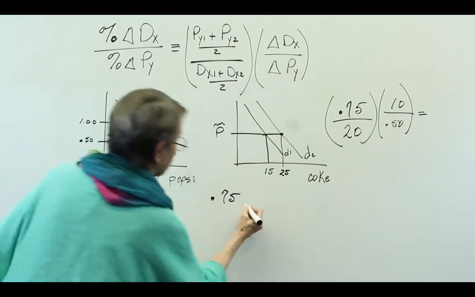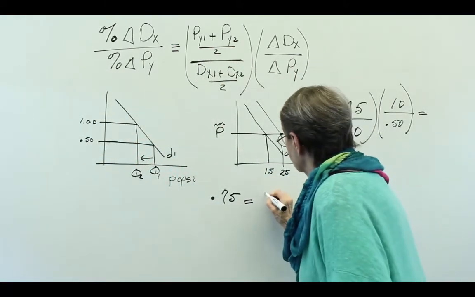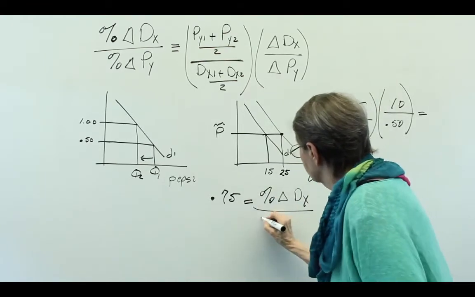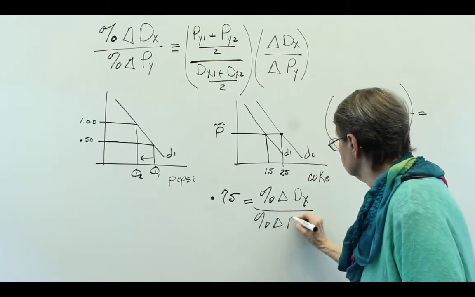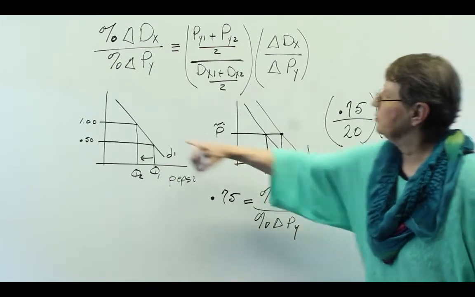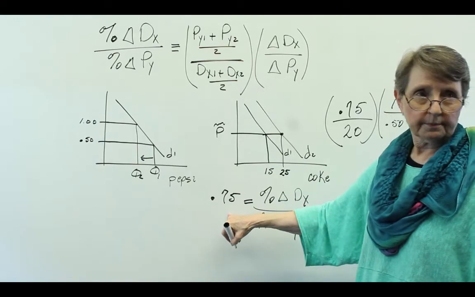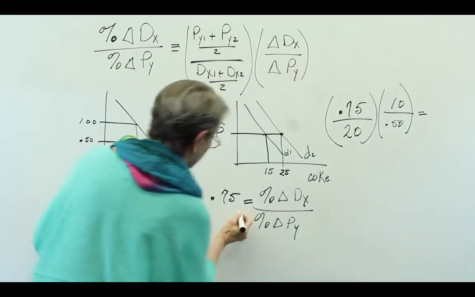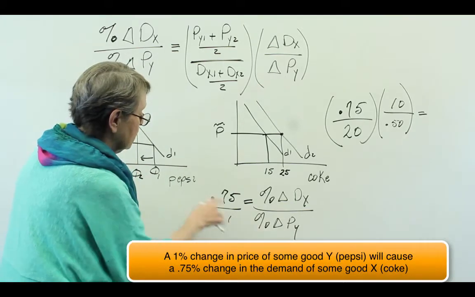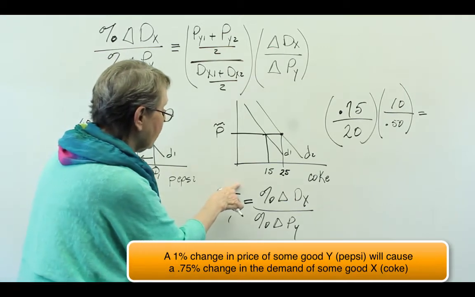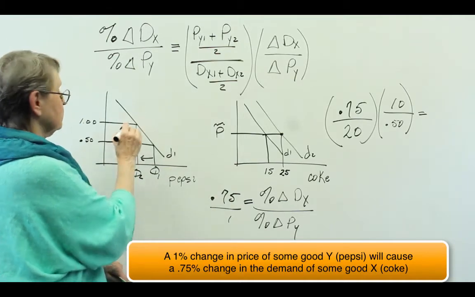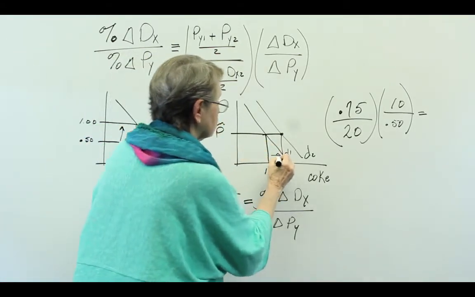This says that the percentage change in the demand for X that comes about because of a percentage change in the price of Y, how much does demand for Coke increase when price increases by this percentage, is 0.75. How do we interpret that? 0.75 is the same thing as 0.75 over 1. So a 1% change in the price of Pepsi will lead to a 0.75% change in the demand for Coke. So you increase the price of Pepsi this much, you're going to get this much of a change in the demand for Coke.